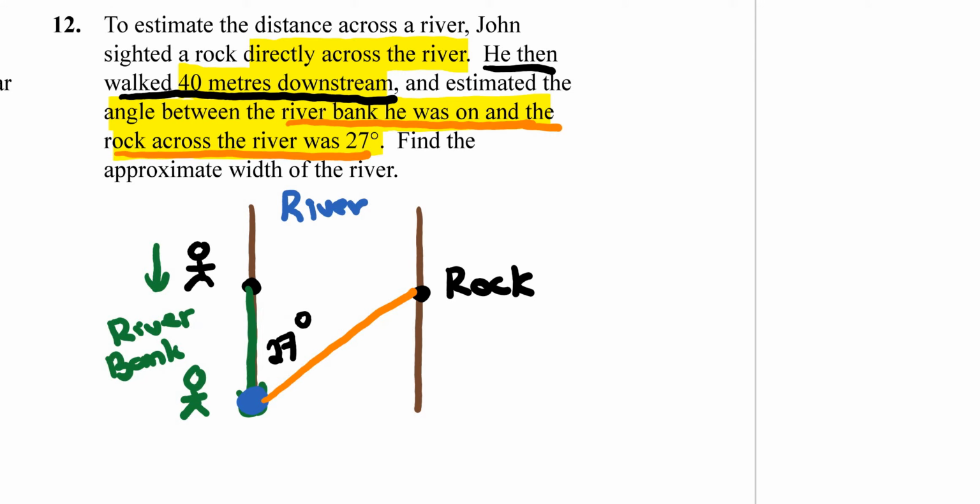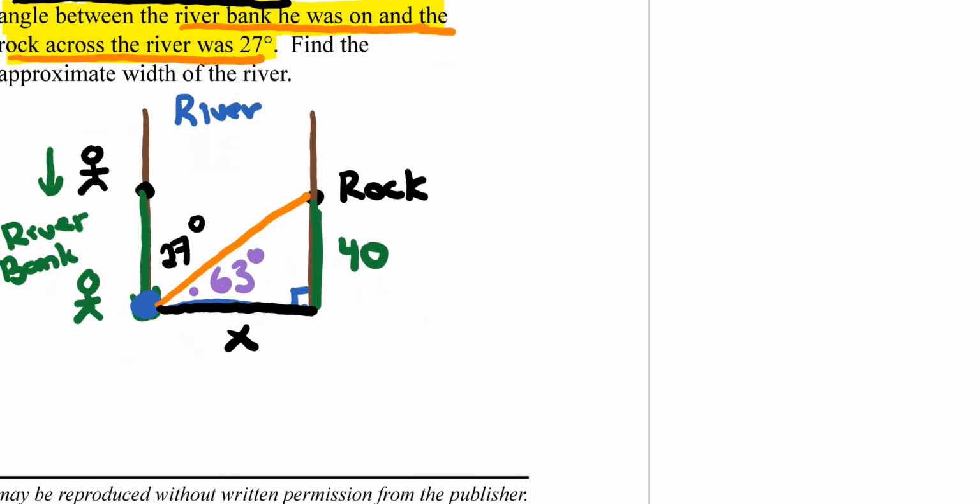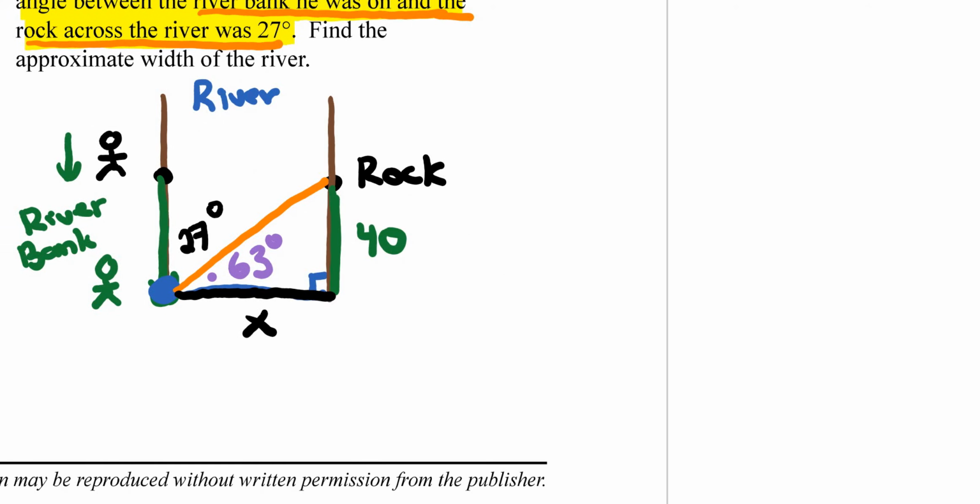Okay, so now you know that, you can just draw a little triangle across the river here, and we know that this distance right here in green is going to be 40, and we also know that this angle right here, that purple angle, is going to be 90 minus 27, which is going to be 63 degrees. And our goal now is I need to find the length of this black horizontal line right there, which I'll label X. So that's how you label the diagram for question number 12.